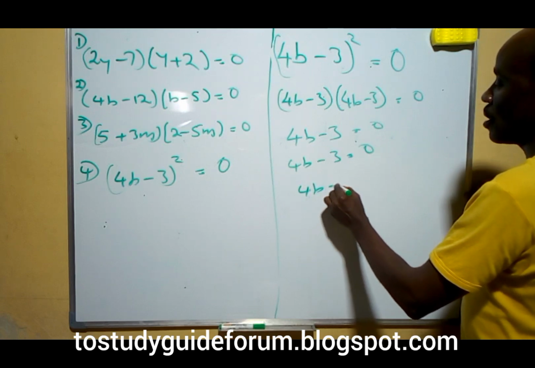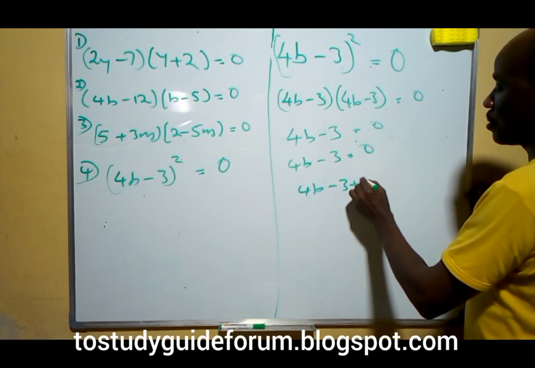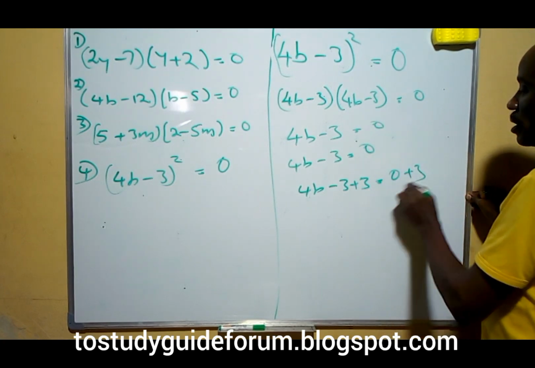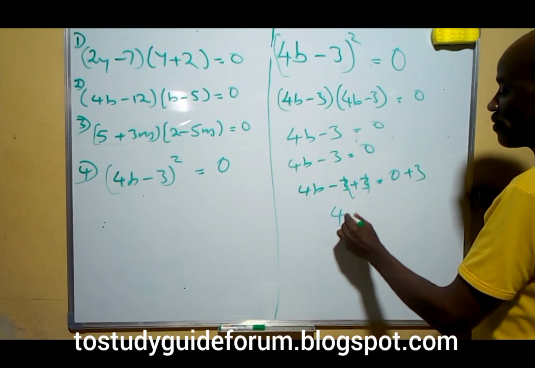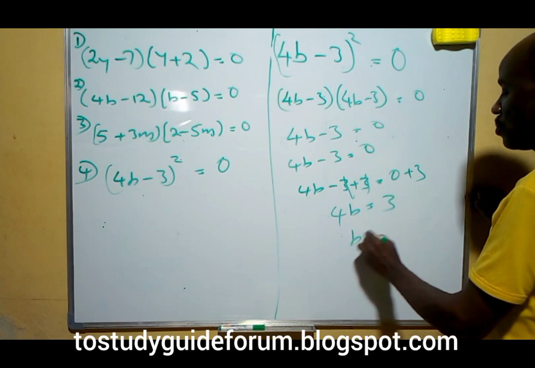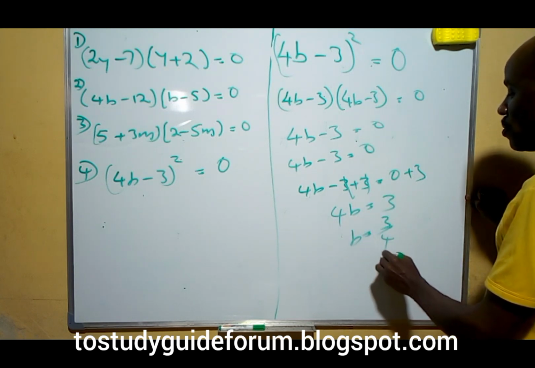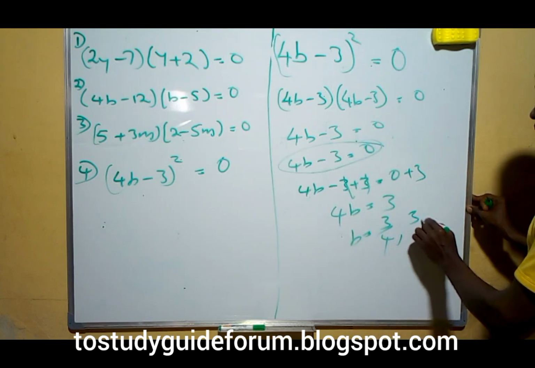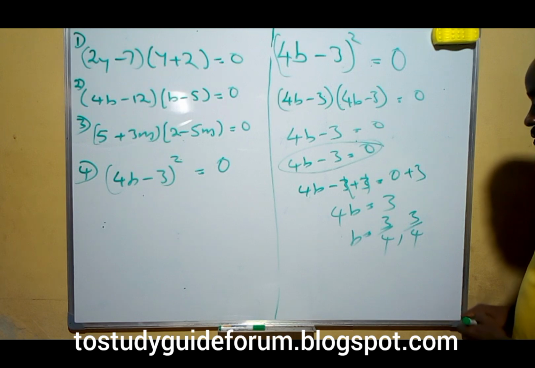4b - 3 + 3 = 0 + 3. This will cancel out. We'll have 4b equal to what? 3. Then b will be what? 3 over 4. That means the same thing will happen here. So what we'll have here should be twice of what? 3 over 4.